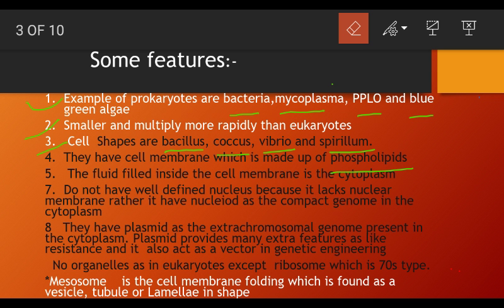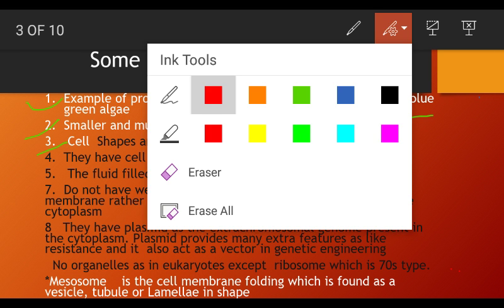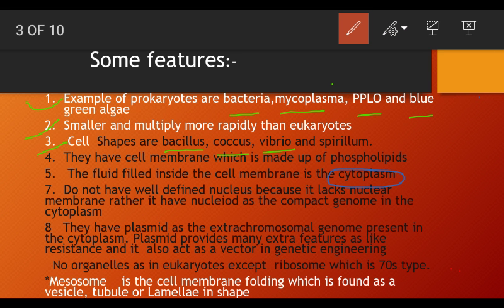And they have fluid filled inside the cell membrane, that is called cytoplasm, right? The composition of cytoplasm in eukaryotes and in prokaryotes is most probably similar. Some enzymes will differ, but the basic composition is the same in either eukaryotes or prokaryotes. They do not have a well-defined nucleus because they lack a nuclear membrane, and rather they have a nucleoid as the compact genome in the cytoplasm.